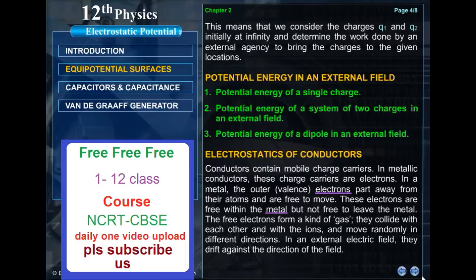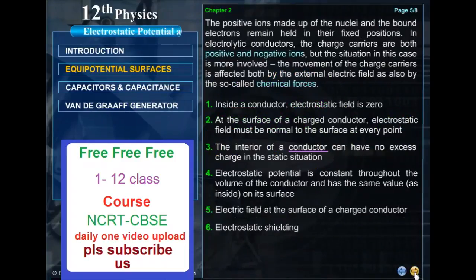Electrostatics of conductors. Conductors contain mobile charge carriers. In metallic conductors, these charge carriers are electrons. In a metal, the outer valence electrons part away from their atoms and are free to move. These electrons are free within the metal but not free to leave the metal. The free electrons form a kind of gas. They collide with each other and with the ions and move randomly in different directions. In an external electric field, they drift against the direction of the field. The positive ions, made up of the nuclei and the bound electrons, remain held in their fixed positions.